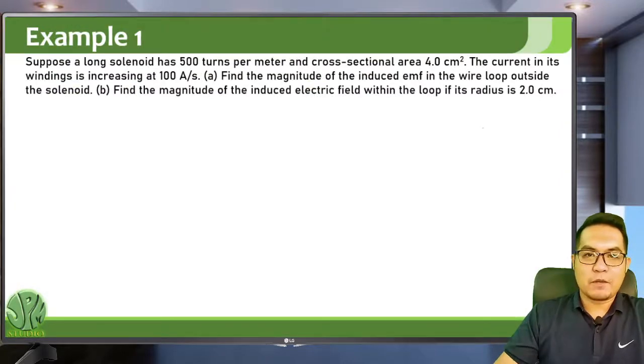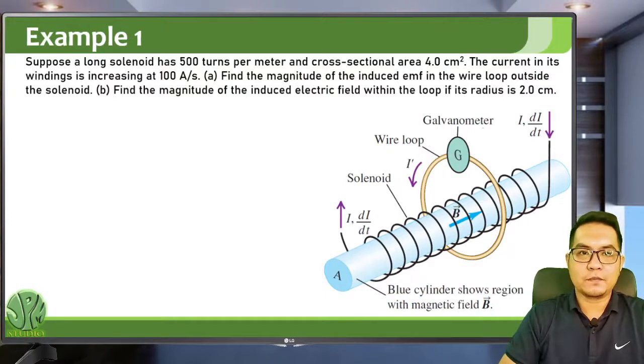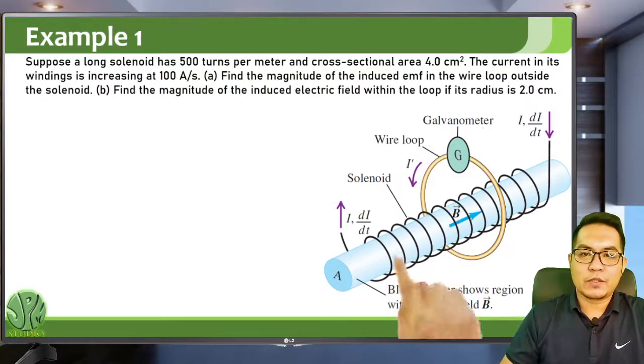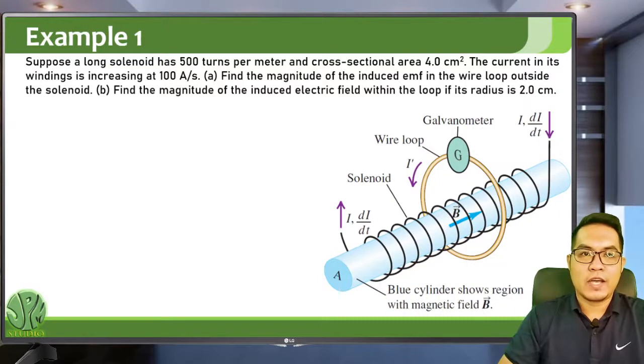As an example for induced electric field, suppose in the figure, a long solenoid, these black wires, has 500 turns per meter and a cross-sectional area of 4 centimeters squared. The current in its windings is increasing at a rate of 100 amperes per second. So every second, the current increases by 100 amperes. It's actually a very large current, very dangerous levels of current.